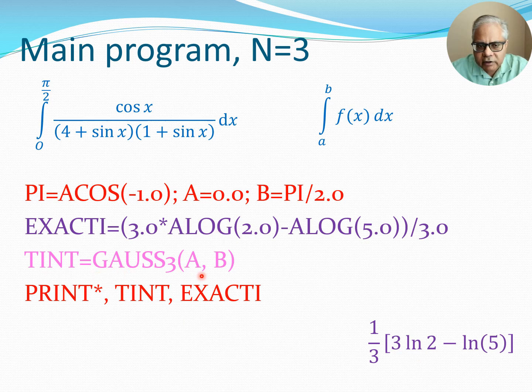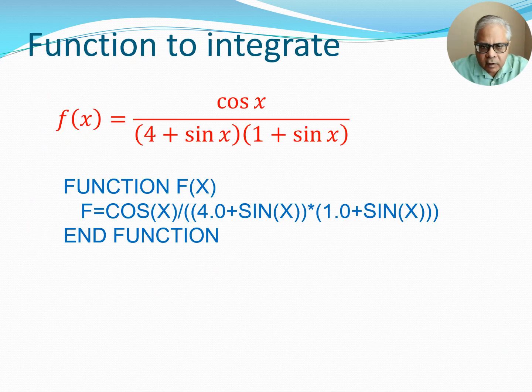And then I call this function Gauss3 and I feed it a and b, which are the bounds as far as this definite integral is concerned. In this problem it's 0 to pi by 2, and this Gauss3 is going to give me back a number which I'm going to call tint, and then I'm going to print this Gaussian quadrature estimate and the exact solution, and we are going to compare these two values. So of course I'm going to need a function to calculate the math function. So I have cos x divided by 4 plus sin x into 1 plus sin x. I simply write this 3-line function, and this is going to help me find f.